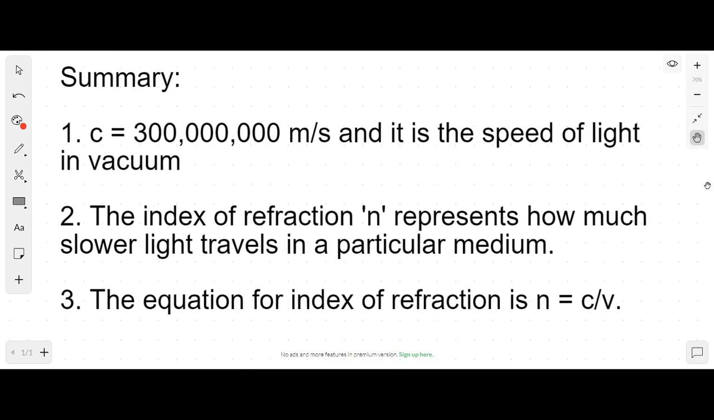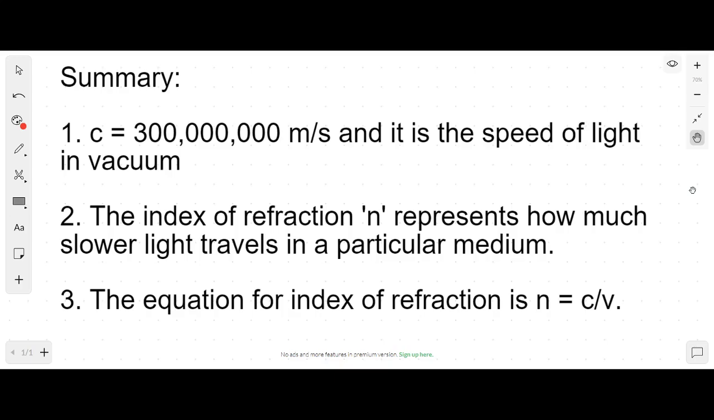So the summary of this lesson is that c, which stands for the speed of light in a vacuum, is 300 million meters per second. That's the number we're going to use. It's closer to 297, 298 million, I believe, but 300 million is just what we're going to use for this class. And it is the speed of light in vacuum.